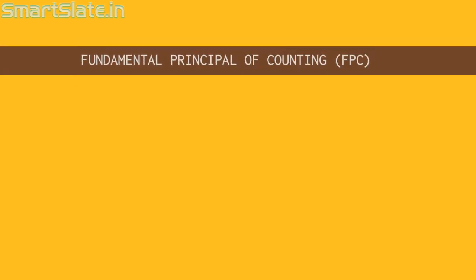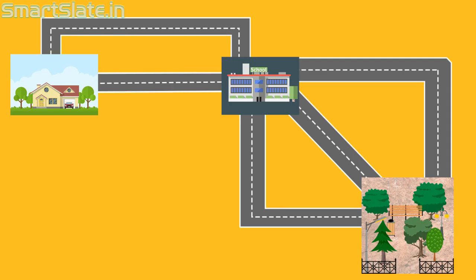Fundamental principle of counting. What is the fundamental principle of counting? To figure out what it is, let's take some examples. Consider there are two different roads from your house to your school, and there are three different roads from your school to a park. Let's name these roads A and B, and X, Y and Z.